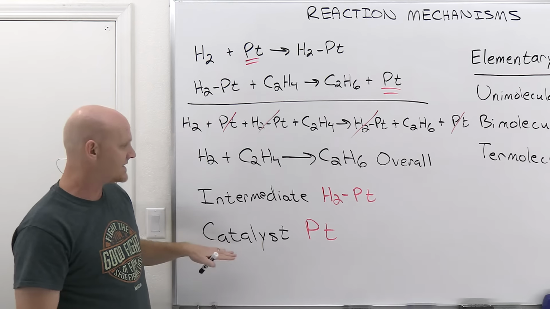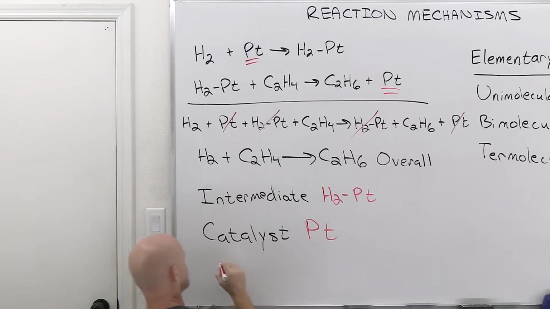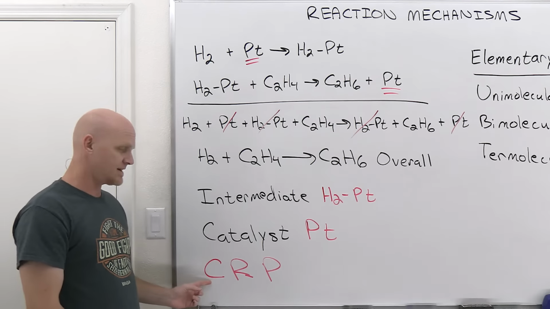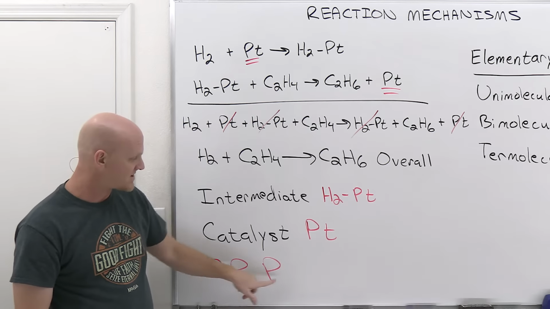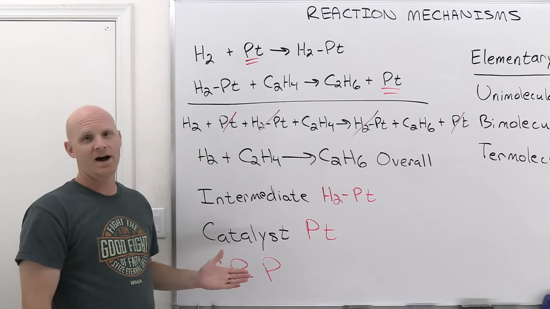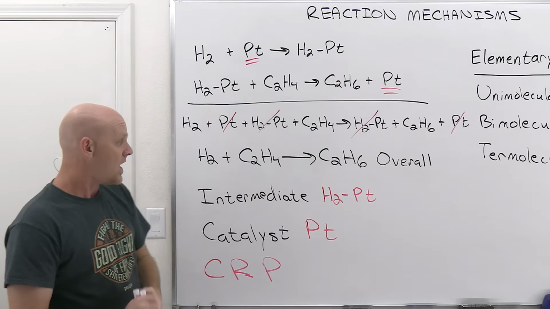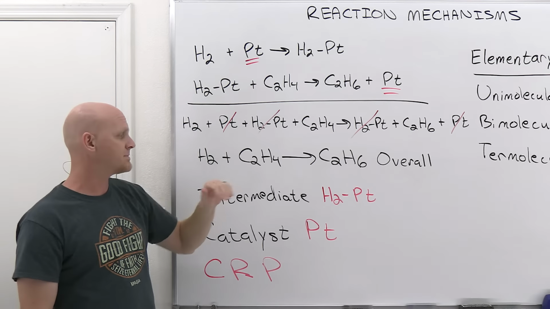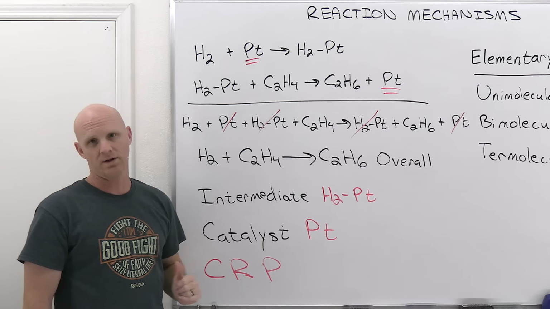So one way I like identifying catalysts is you can say that a catalyst is a reactant first and a product second. And so you can say CRAP to remember that. So a catalyst is a reactant first and a product second. And if that helps you, great. And if it doesn't, well, stay lovely. All right, so from any sort of mechanism now, you should be able to get the overall reaction. You should be able to identify both intermediates and catalysts as well.